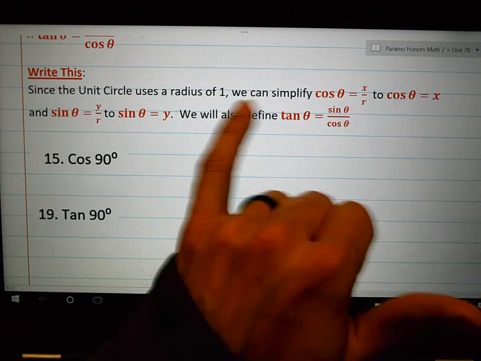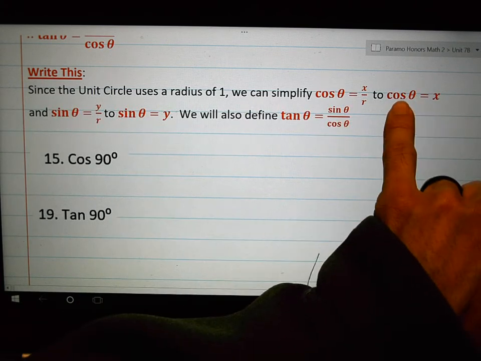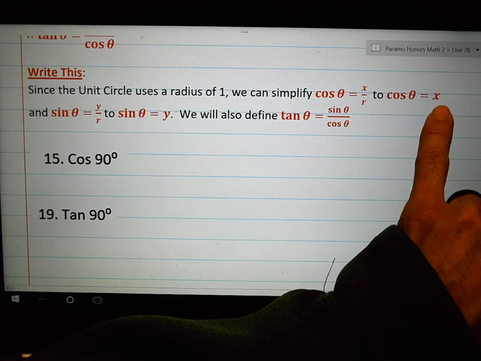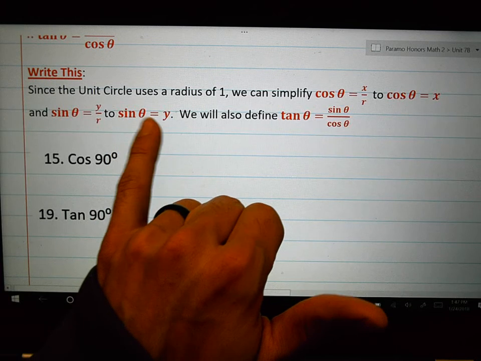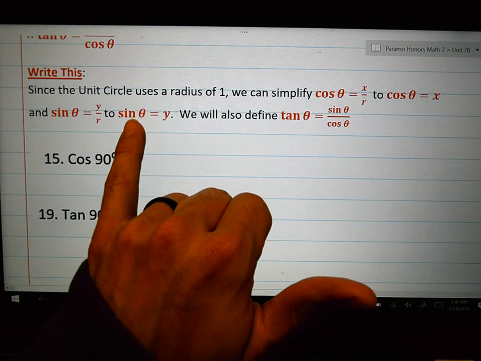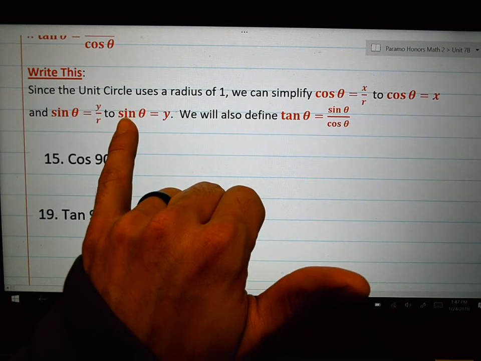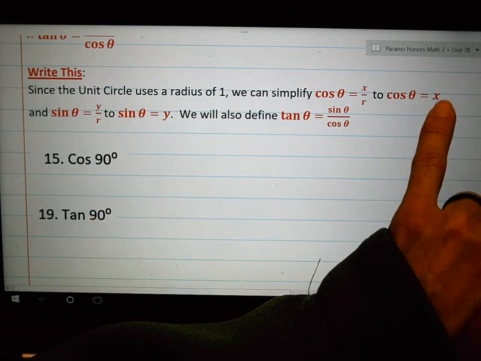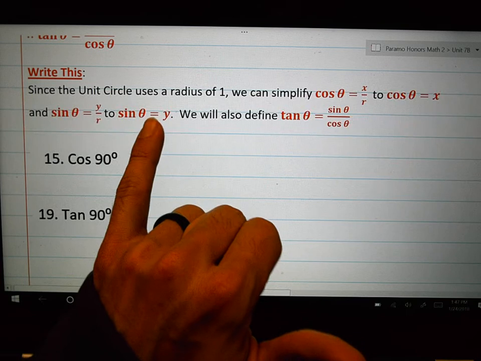So I can think of the cosines of the angles as the x values on the unit circle, and I can think of the y values of the angles as the sine. Cosine is going to represent our x values, and sine is going to represent our y values.